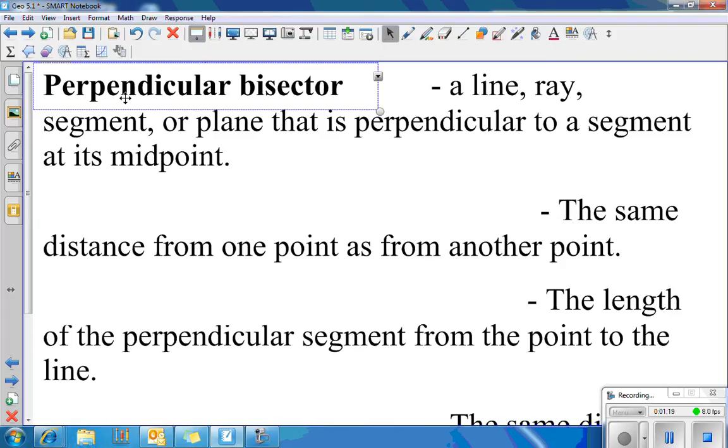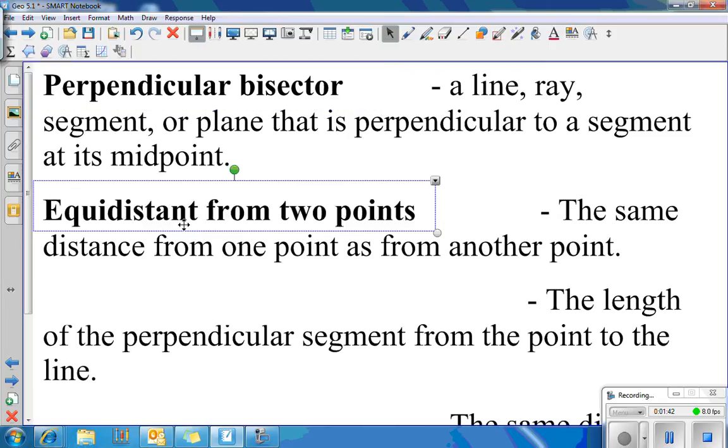Very good. So perpendicular bisector means not only does it cross or touch, but it creates a 90-degree angle. And bisect means it cuts it in half. So it's a line or some kind of ray, segment, or plane that cuts something else in the middle and creates a 90-degree angle.